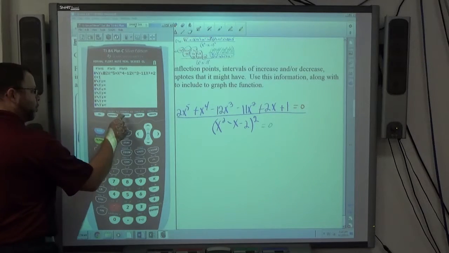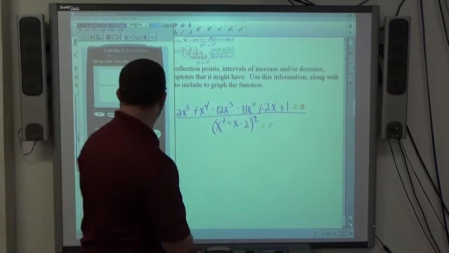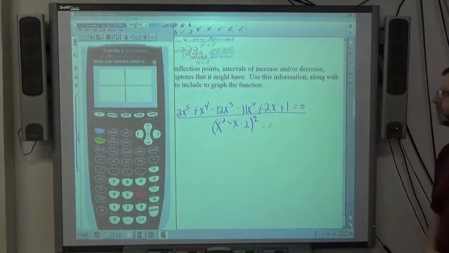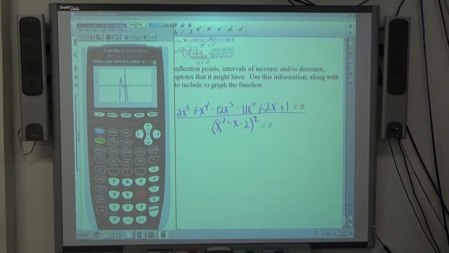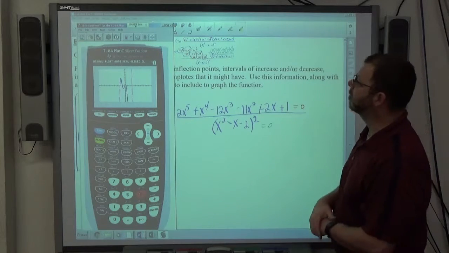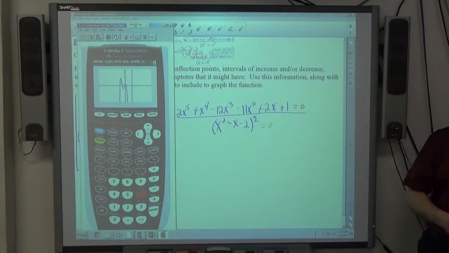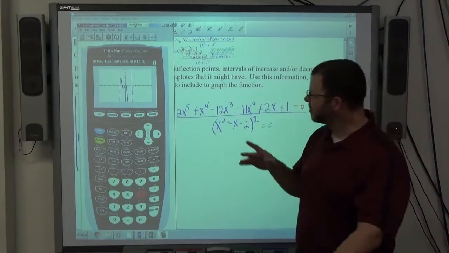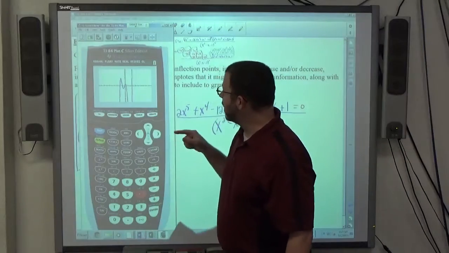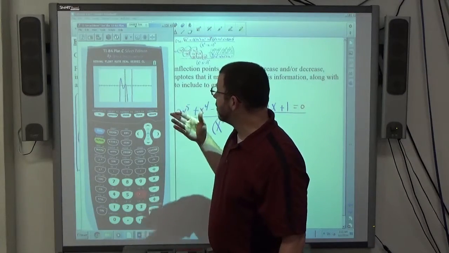I'm going to hit zoom 6, so it's negative 10 to 10. That's usually where everything happens. We're looking for where it crosses the x-axis. It looks like it crosses 4 times, so there's 4 critical numbers happening there. Oh, 5 times, good grief. 5 critical numbers, this is going to be awesome. All right, so 5 times it crosses the x-axis, so I want to find out each of those numbers.